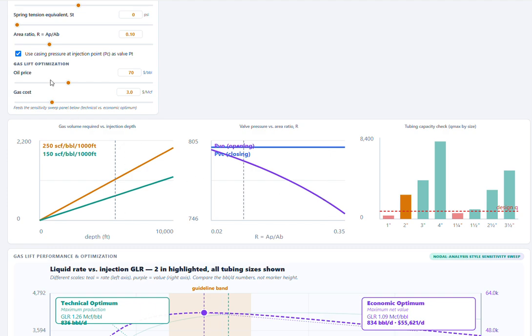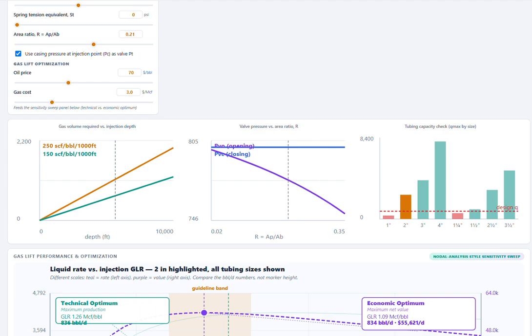So as you can see, by changing this area ratio, as the area ratio increases, the valve opening pressure decreases, making the valve easier to open, while the closing pressure remains relatively unchanged. Instead of memorizing equations, we can immediately see the relationship graphically.